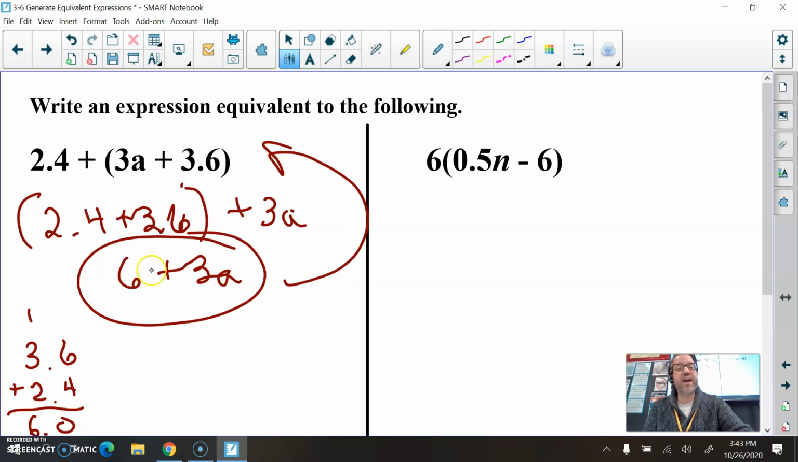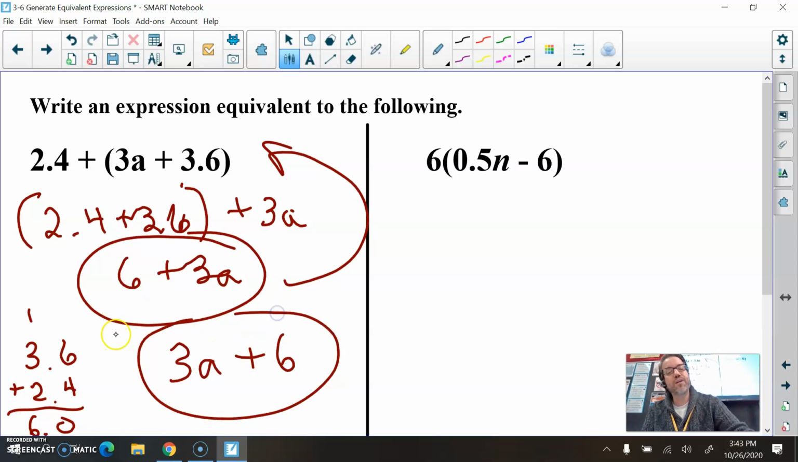Now notice I cannot add 6 plus 3 together because I don't have 3 here. I have 3 times a, whatever that might be. We always multiply before we add, and I cannot multiply these without knowing what value I am putting in for the a. So 6 plus 3a is as far as I can go. By the way, the commutative property for addition says I can write 3a plus 6. That'd be the same thing. Both of these are correct. Okay? Let's try another one here.